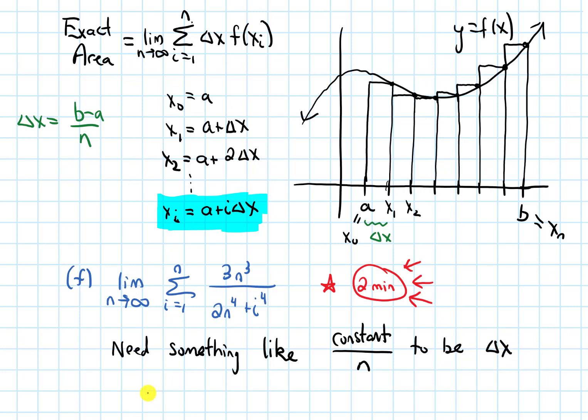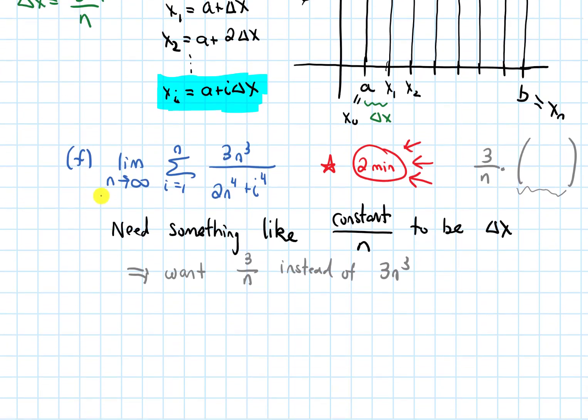When I look at my function, I see this 3n cubed on top. It would be really nice if, instead of 3n cubed, I had 3 over n. I need a constant over n. Because if it's 3 over n, I could have 3 over n times the rest of what I have, and now that's starting to look like a delta x times an f of x sub i, my function. So here's how we're going to do that. Let's rewrite our limit. We have the limit as n goes to infinity.